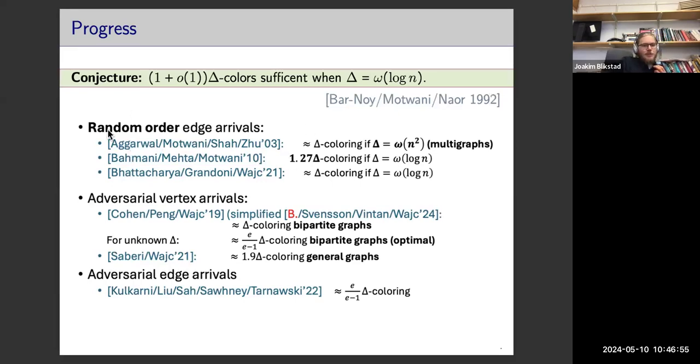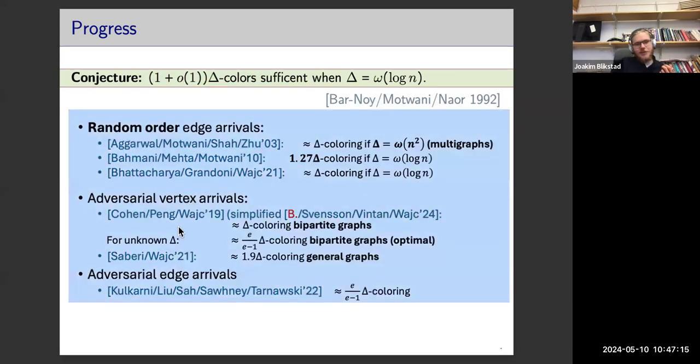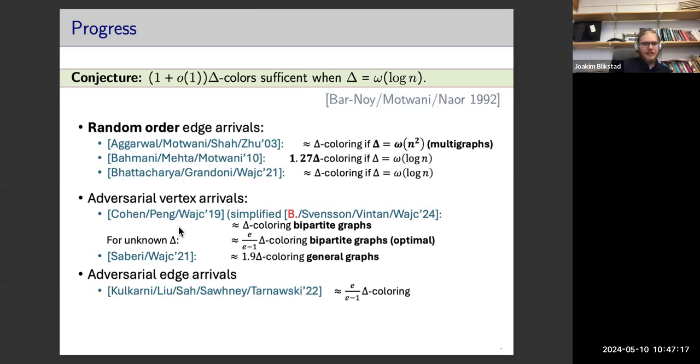So first, people started studying edge coloring with random order edge arrivals, and there they managed to show that this conjecture holds. Here you have a fixed graph, but the edges arrive in a random order, and then you can resolve this conjecture. And then people started looking at vertex arrivals instead of edge arrivals. There they managed to show things for bipartite graphs. They managed to beat greedy for general graphs, but just by a bit.